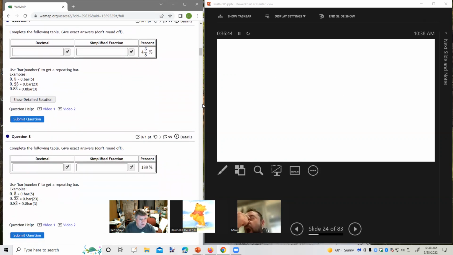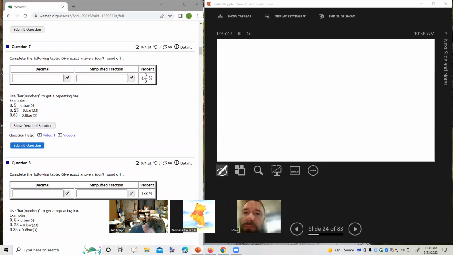Going on to question number 7. Complete the following table. We need the decimal and the simplified fraction, and we have the percent, 4 3/8%.